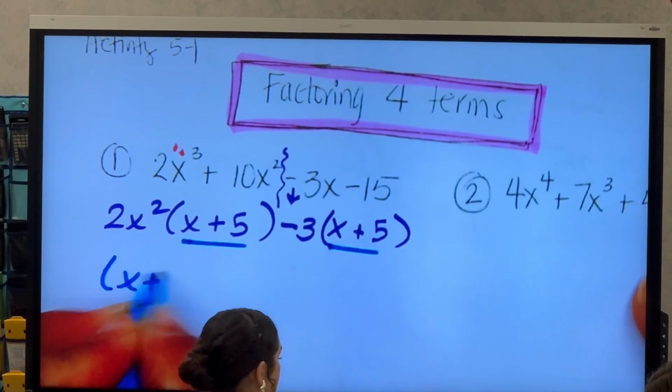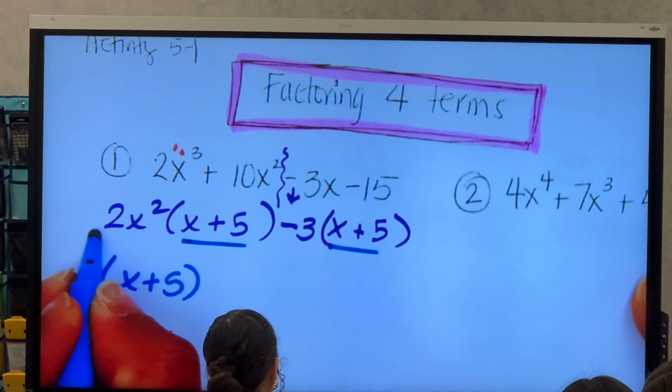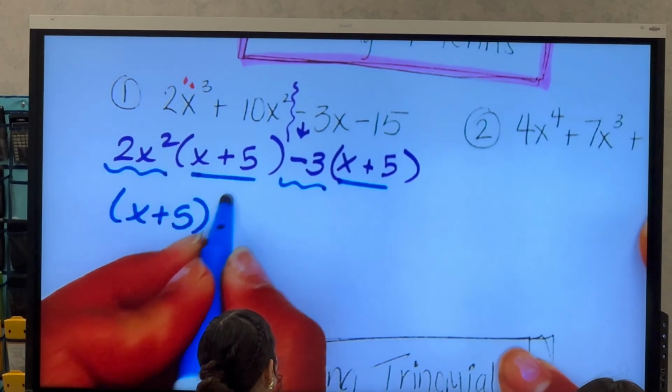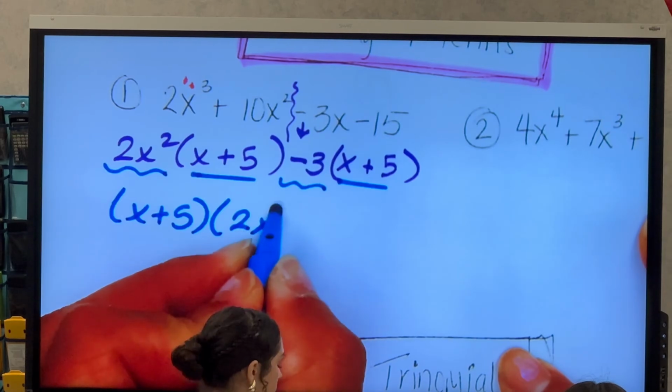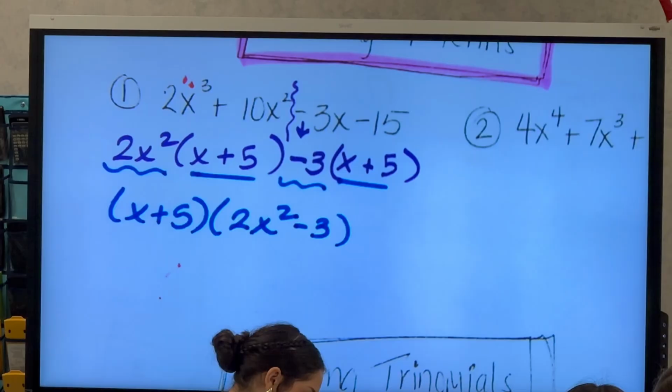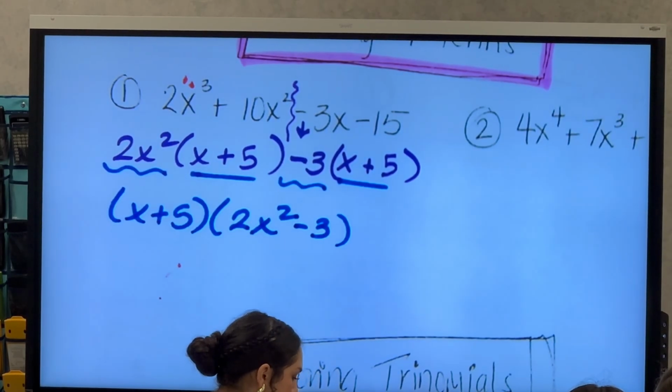So x plus 5 is one of the factors, and then we need the leftovers, like you do for leftover night for dinner. You slap them together. So 2x squared minus 3. That's why that connector sign is so important. That's how you know you're going to connect the leftovers together, is with that sign.